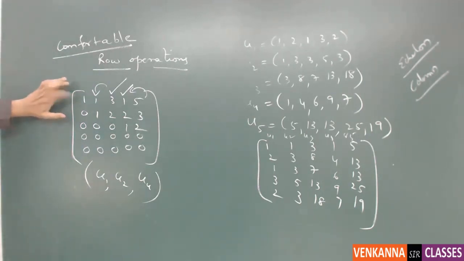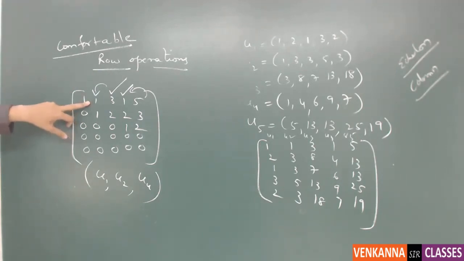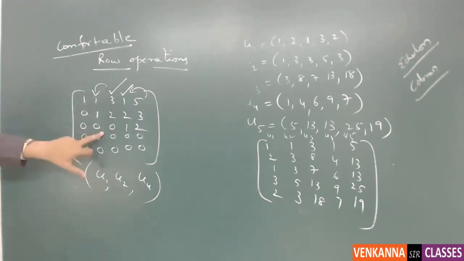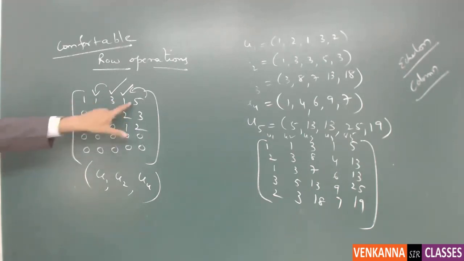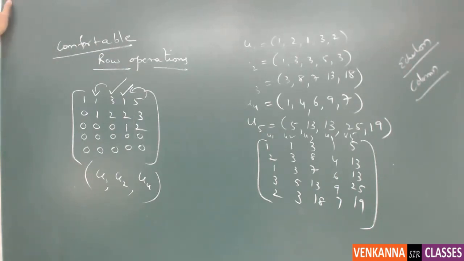So these are nothing but the independent columns. First column is independent, you cannot reduce it further. Second column is independent, you are going to reduce this. This column is independent and you are going to reduce this. So these columns will become 0 later. So U1, U2, U4 are nothing but the actual vectors which will form a basis for W. That was the idea. Okay.